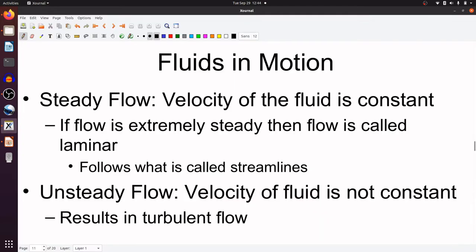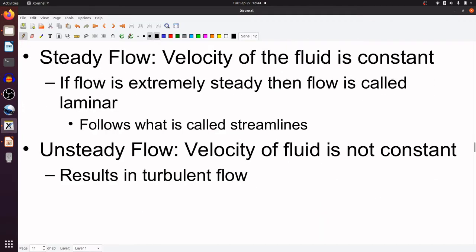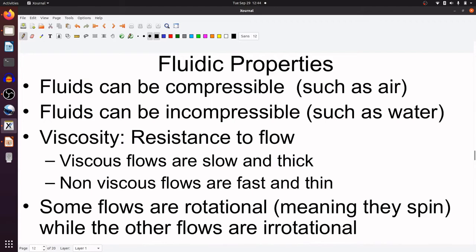Going back. So, two types of flow. You have unsteady and steady, and if it's very steady, we call it laminar flow. We don't see a lot of laminar flow in our life. We usually just see mostly turbulent, but those are some examples of at least what it looks like.